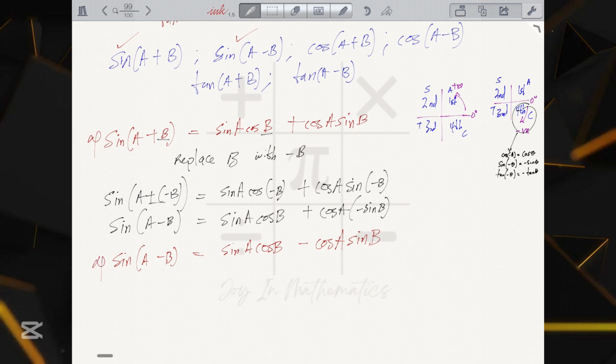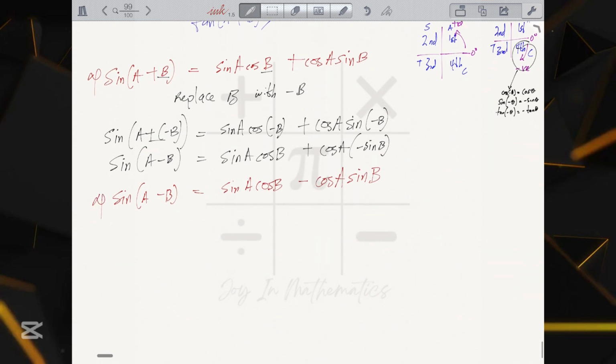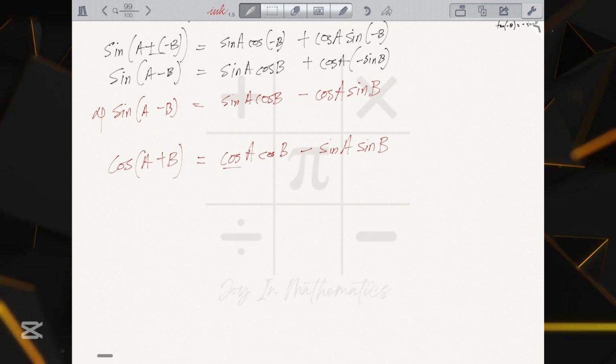Now let's move on to cosine, the expression of cos A plus B. Cos A plus B is such that we will have cos A cos B minus sine A sine B. So we have cosine of A multiplied by cosine of B, minus the sine of A multiplied by the sine of B.